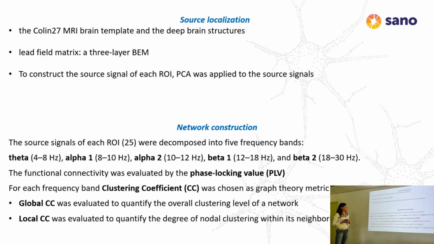To construct the source signal of each ROI, principal component analysis was applied to the source signal. The source signal was then decomposed in 5 frequency bands: theta, alpha 1, alpha 2, beta 1, and beta 2. And the functional connectivity was evaluated by the phase locking value.